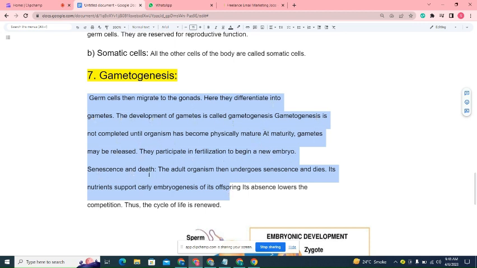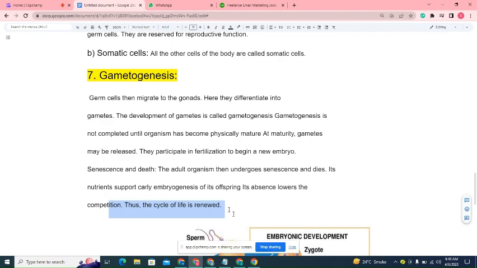Senescence and death. The adult organism then undergoes senescence and dies. Its nutrients support embryogenesis of its offspring, and its absence lowers the competition. Thus, the cycle of life is renewed.